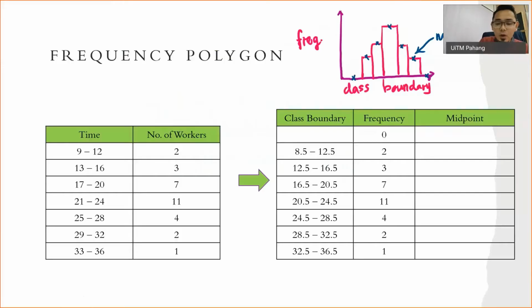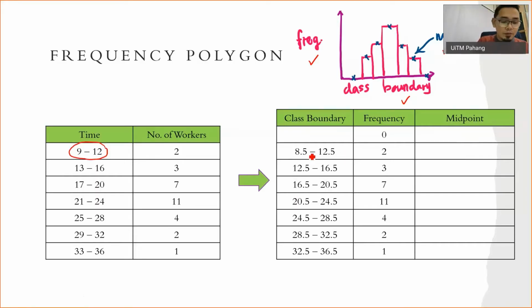Please take note that on the y-axis should be the frequency and the x-axis should be the class boundaries, right? And another important thing is that we have the midpoint for the frequency polygon. So for the first one, the class boundary will be 8.5 until 12.5. But what is the class boundaries? All right, so we note that the class width in this case is actually 4.